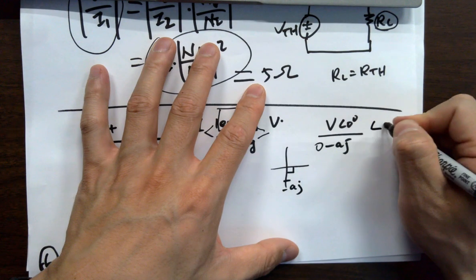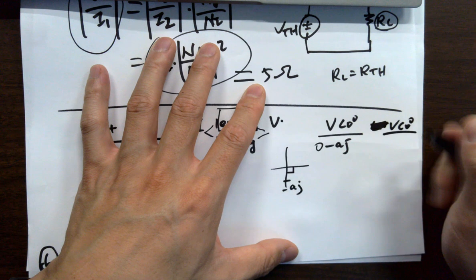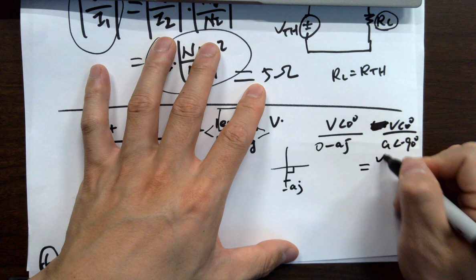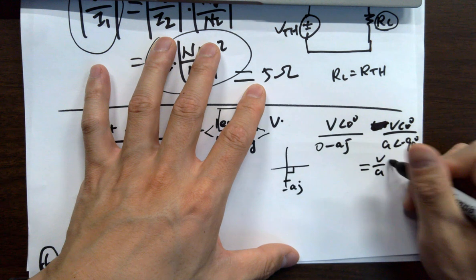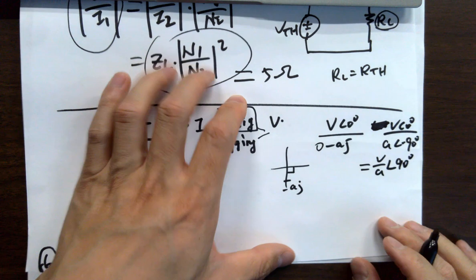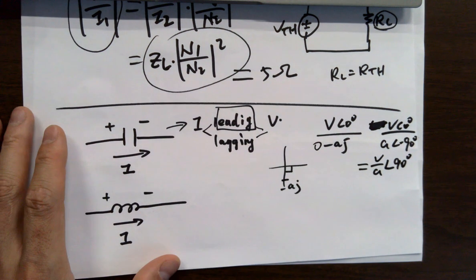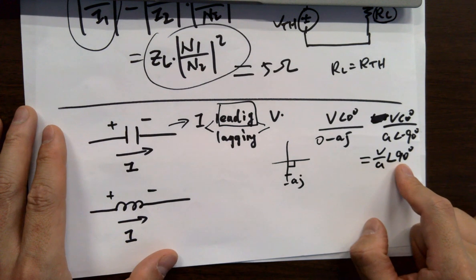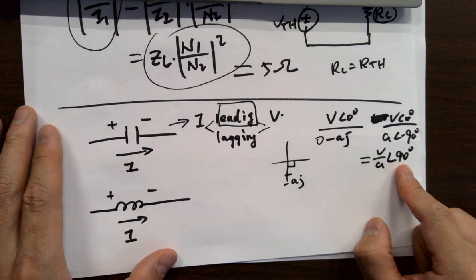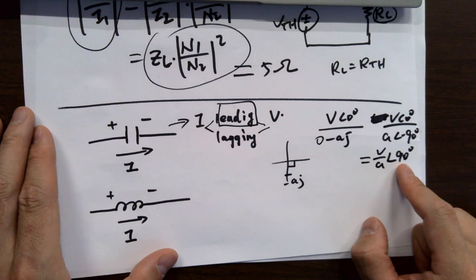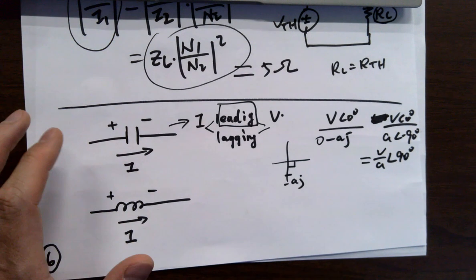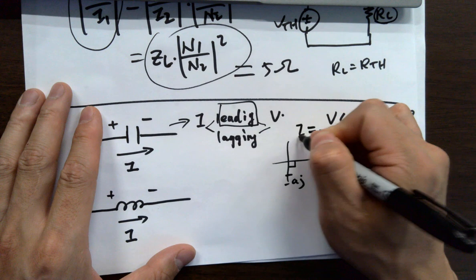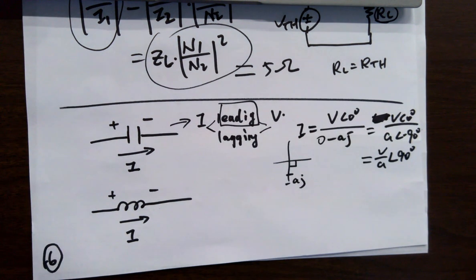So this becomes V 0 degrees over A, negative 90 degrees. And this is V over A as the amplitude, and the angle is 90 degrees. Which one's angle is 90 degrees over here? Current. Since we use voltage divided by impedance, we're trying to get a current. So the current becomes 90 degrees.